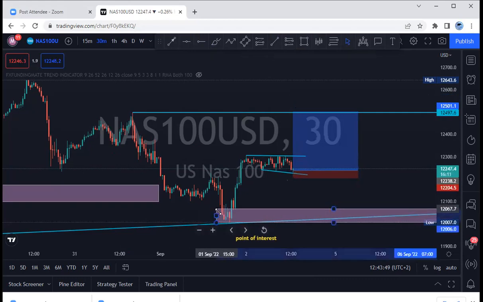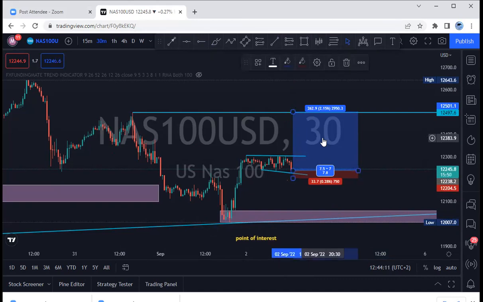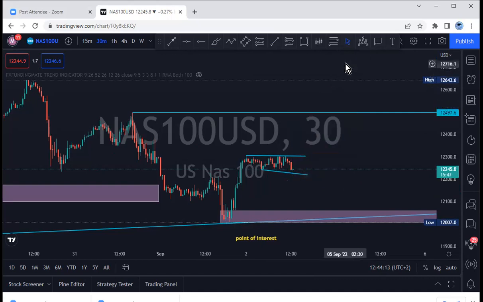So let me adjust it. We are coming to this level if it breaks to the downside. So in this case, you can buy, stop loss below, to the upside. So this was our second one, and then our third one. Let's go to the third one.